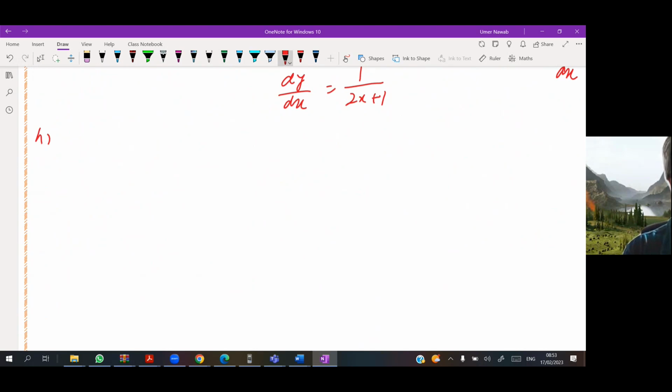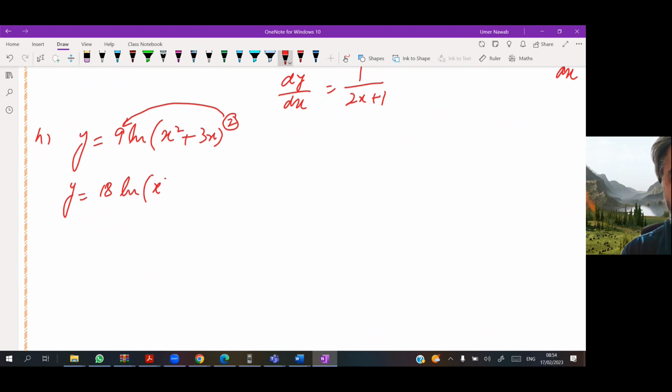H part, he says y equals 9 ln of (x squared plus 3x) whole squared. So what happens, guys? This square goes back. I'm going to apply the power property of log. So 2 goes and multiplies with 9. It makes it 18 ln of x squared plus 3x.